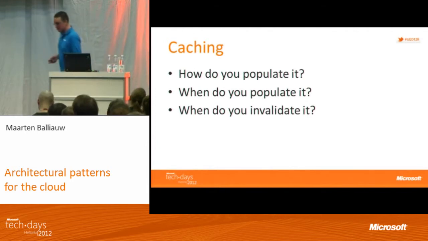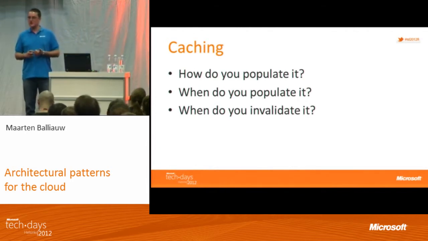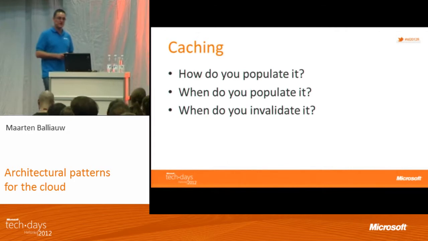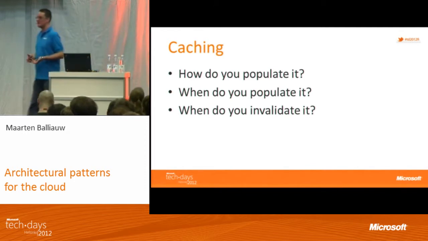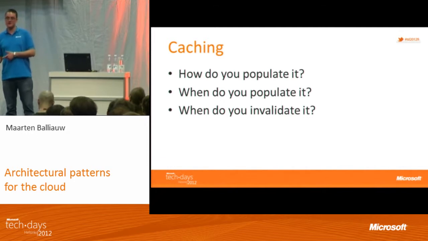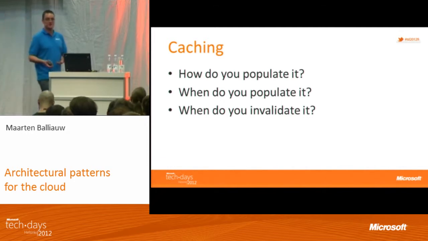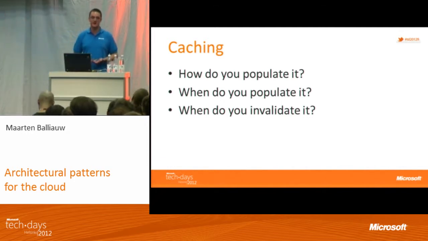The problem with caching is, how do you populate it? How do you make sure that all data is in the cache whenever you need it? When do you populate it? When your application is starting? Or the first time a user requests some data? If you populate it the first time a user requests some data, it may be slow because you have to go to your database again.